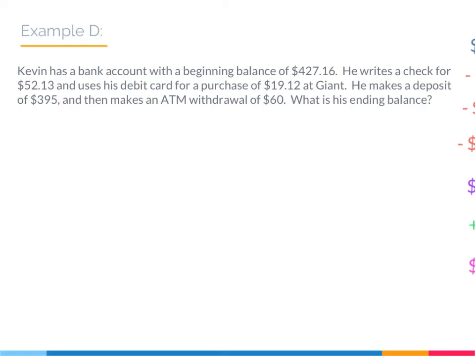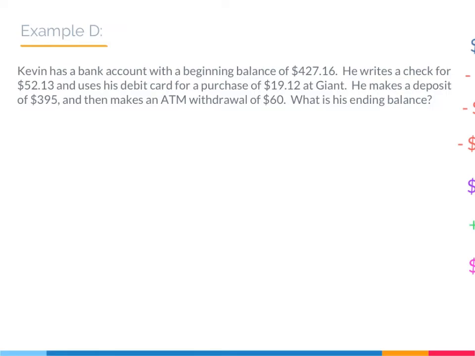Here we are at example D, and it says Kevin has a bank account with a beginning balance of $427.16. He writes checks for $52.13 and uses his debit card for a purchase of $19.12 at Giant. He makes a deposit of $395 and then makes an ATM withdrawal of $60. What is his ending balance? So we're first going to need to go through, because there's a lot of information in that problem that's important to pull out. So let's start with his beginning amount of money.